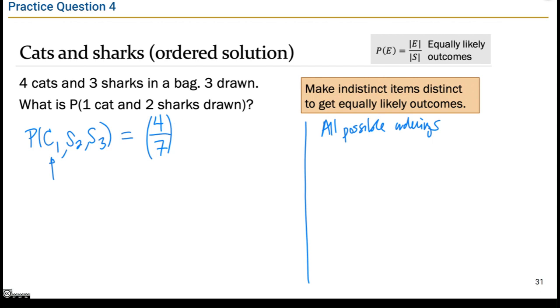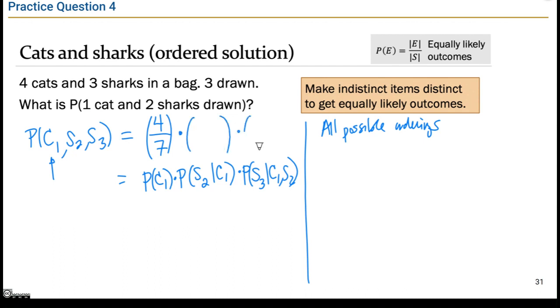Then I'm multiplying this. Let me write underneath what I'm doing mathematically. That's the probability that I get a cat in the first, times the probability I get a shark second, given that I got a cat first, times the probability that I got a shark third, given that I got a cat first and a shark second. That's what I need. So this is the multiplication rule.